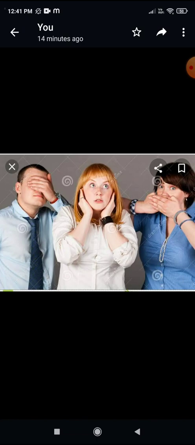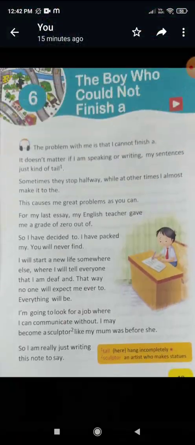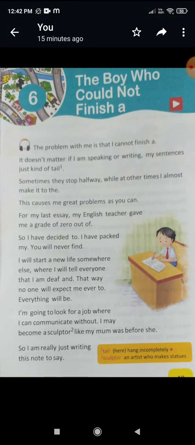So now the boy says, I'm going to look for a job where I can communicate without. He says that he is going to look out for a job where he can communicate without speaking. I may become a sculptor like my mom was before. So the boy says that he wants to become a sculptor.